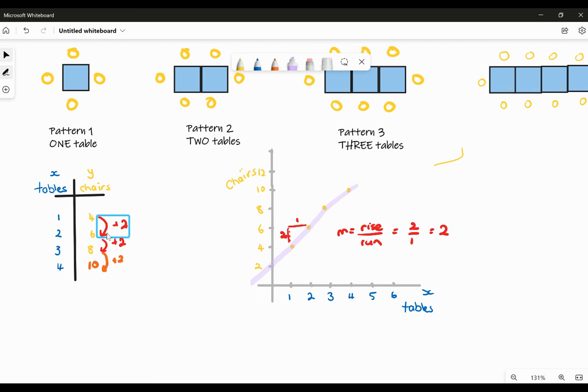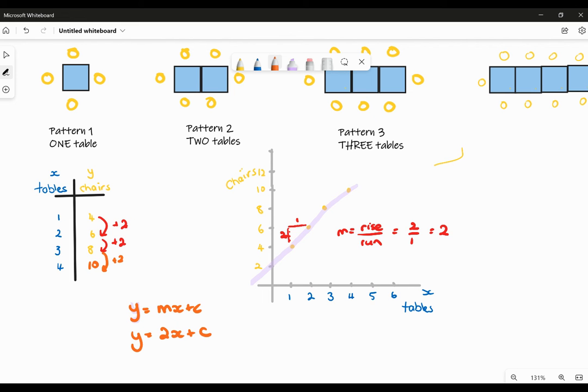Okay, we know that they go up by 2 each time. If you think about it, you're putting on 2 chairs each time. You also know that this has a gradient of rise of 2 and a run of 1. So the gradient is rise over run, which is 2 over 1, which also gives you 2. That means that our equation is going to be y equals mx plus c. So y will equal 2x plus some value c.